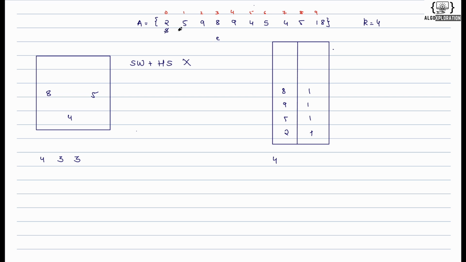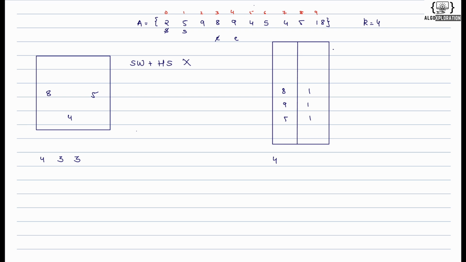Let's slide our window. S will be here, E will be here. Now, as I said, when I'm moving the window, this element will be deleted. But in this case, I will be reducing the frequency of that element by 1. If the frequency of that element is 0, then only I will remove it. So the frequency of this element is now 0. Hence I need to remove this 2 from the hash map.